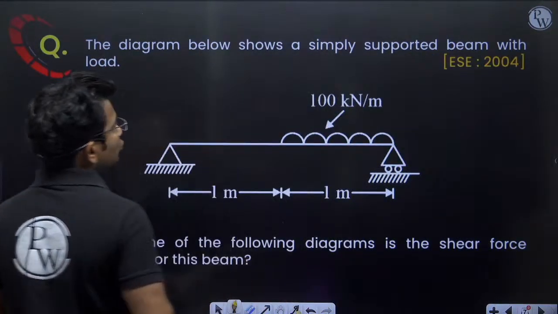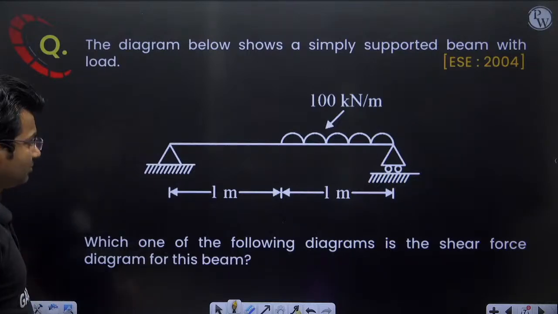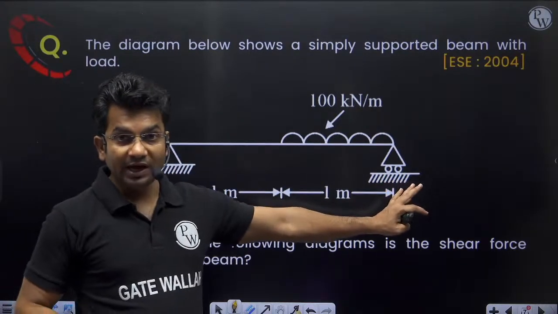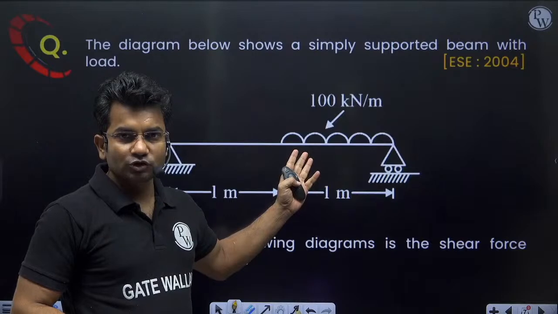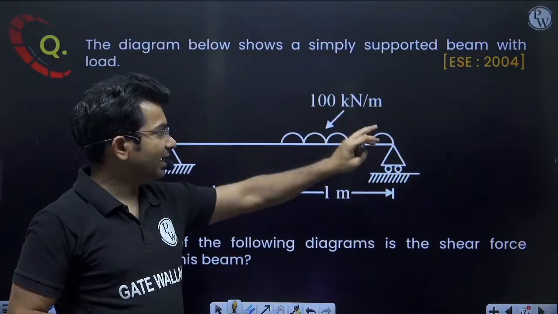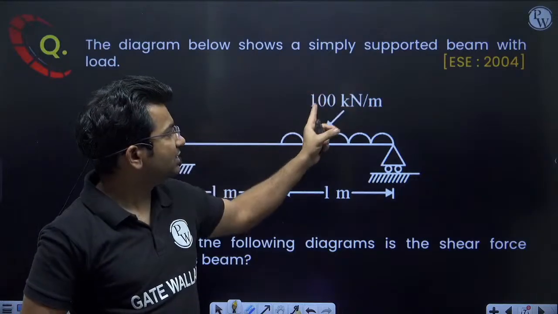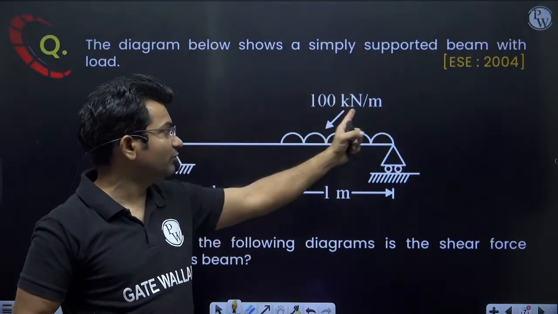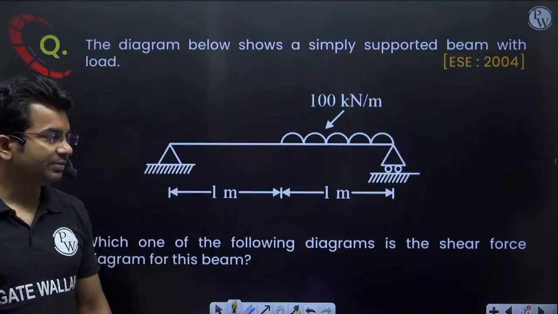The diagram below shows a simply supported beam with load. So this is the simply supported beam and it is loaded as shown. Here we have a uniformly distributed load over half the beam, and the magnitude of the load is 100 kilonewton per meter. Intensity of loading is 100 kilonewton per meter.